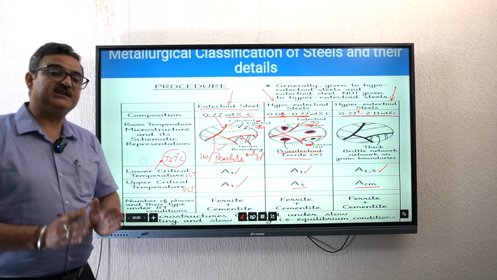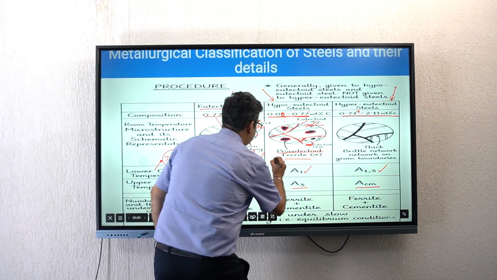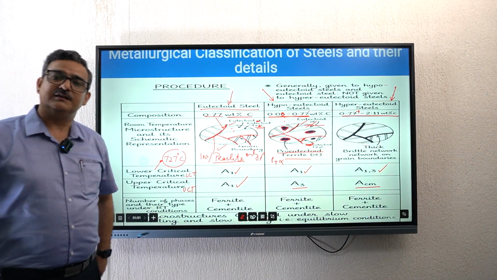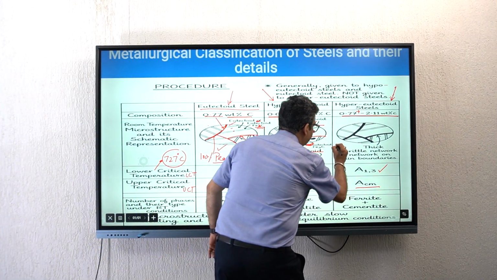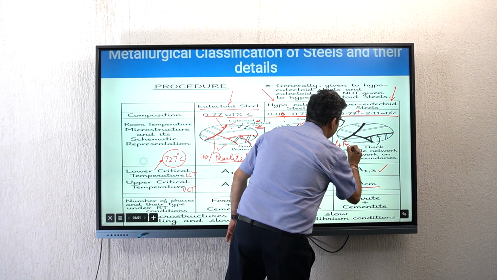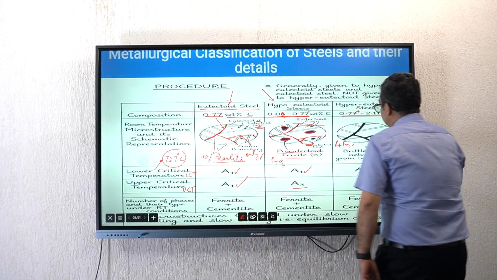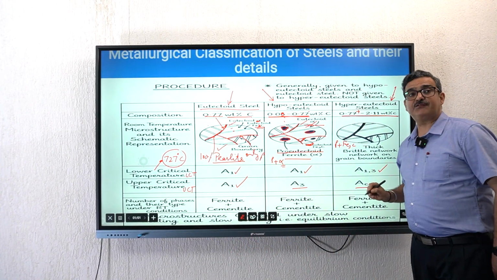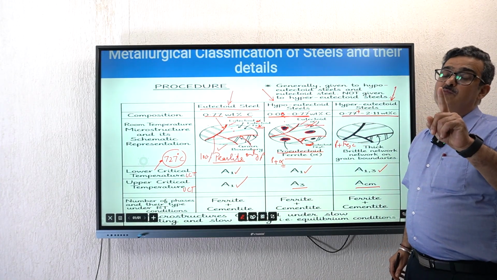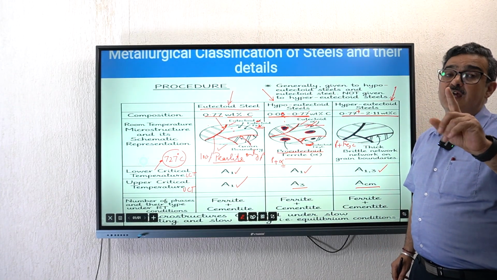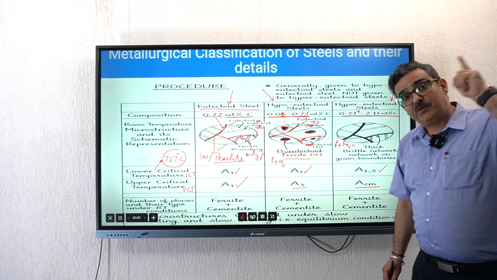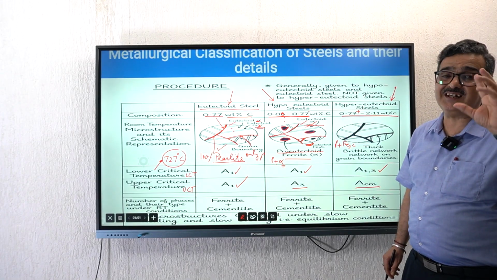So hypoeutectoid steels, room temperature microstructure: pearlite plus pro-eutectoid ferrite. And what would it be for the hypereutectoid steels? Pearlite, but here instead of pro-eutectoid ferrite we will have pro-eutectoid cementite. Because this entire discussion is for equilibrium heating and equilibrium cooling, please remember that during equilibrium cooling, if pro-eutectoid cementite has a chance to form, it will always come over the grain boundaries in the form of a very thick and brittle network.